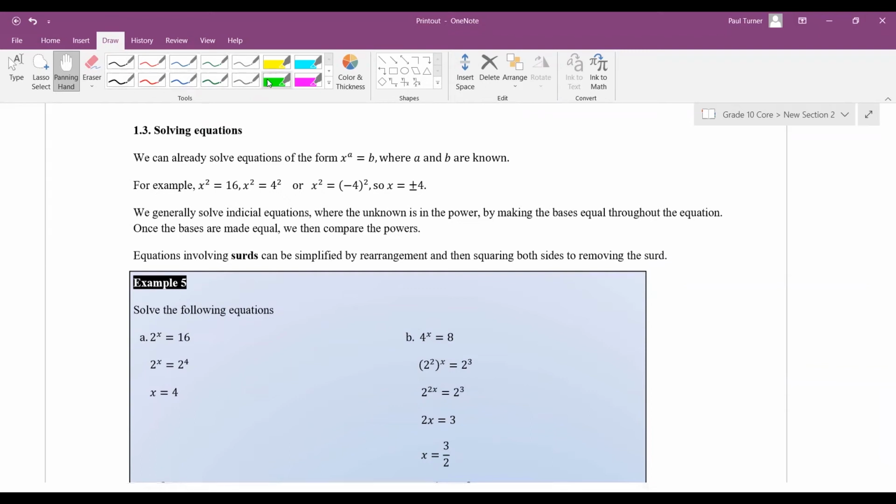As a basic outline, we've already solved questions of this form. We know how to do these already. So for example, if you had x squared equals 16, x squared we write as equals 4 squared, or you could write x squared is minus 4 squared. So you actually get two particular solutions for that.